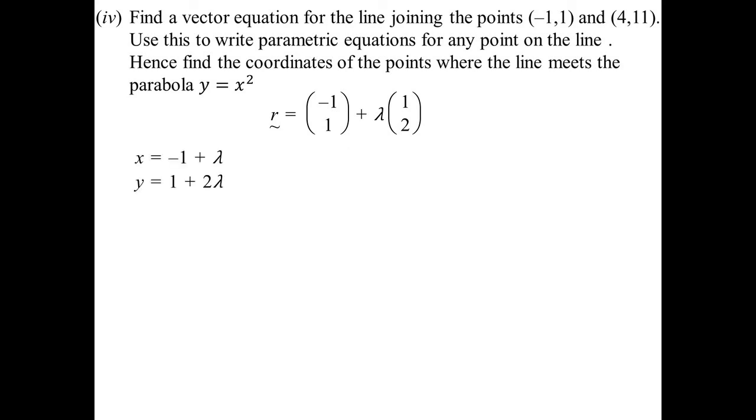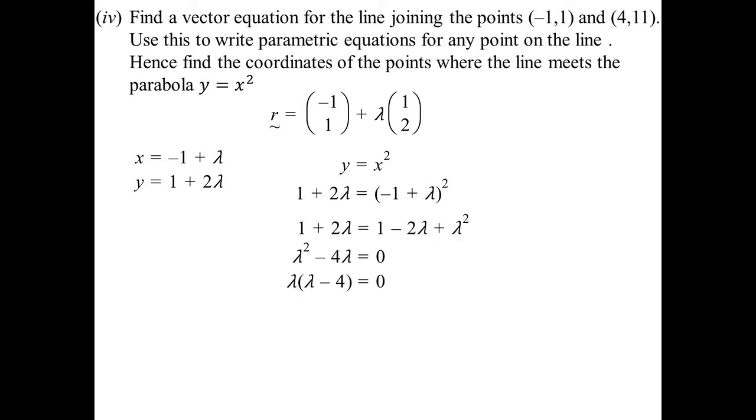So use that to write the parametric equations. Well, that's just reading across the lines. So x will be -1 plus lambda. y is 1 plus 2 lambda. The parameter is lambda. We want to know when it intersects y equals x squared. So I sub in those parametrics into y equals x squared. We can work out what lambda is.